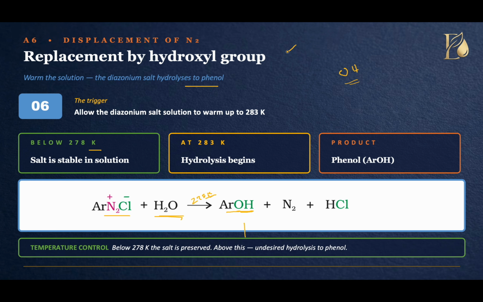Initially you are taking a simple diazonium salt, benzene diazonium chloride, plus hydrolysis. What will we get? We will get the benzene ring where the OH group is introduced. We will get the simple phenol. Then N2 gas is also released and HCl is also produced. This is a very simple reaction, right? So the condition is that the diazonium salt solution is warmed up to 283 Kelvin, meaning above 278 Kelvin we have to warm.